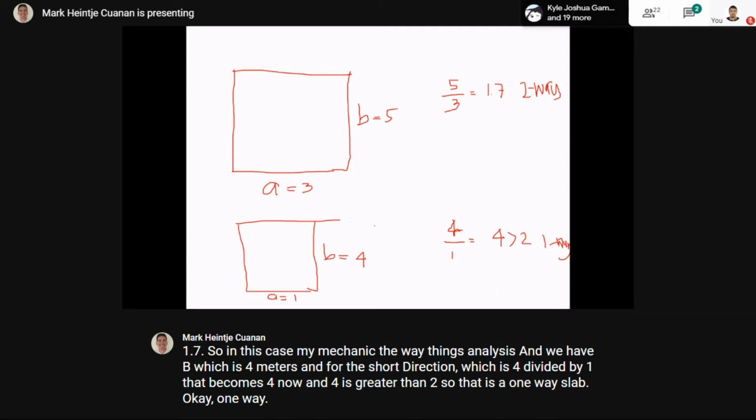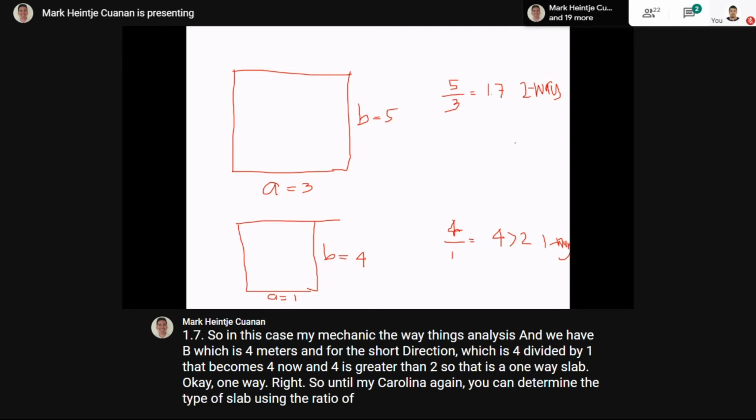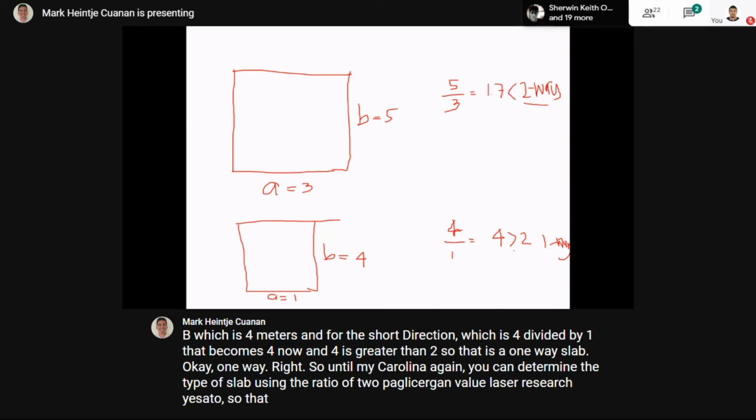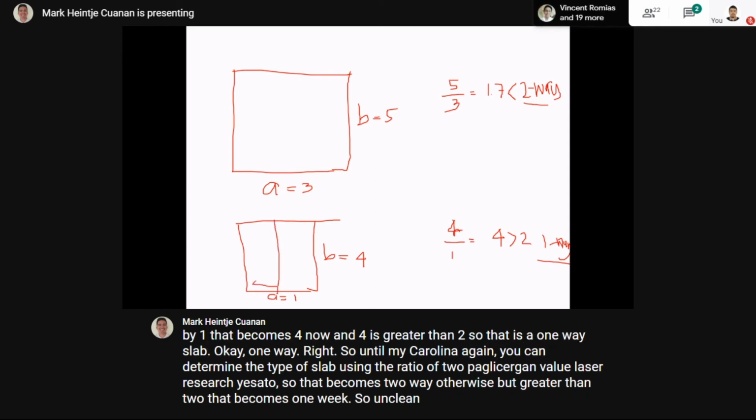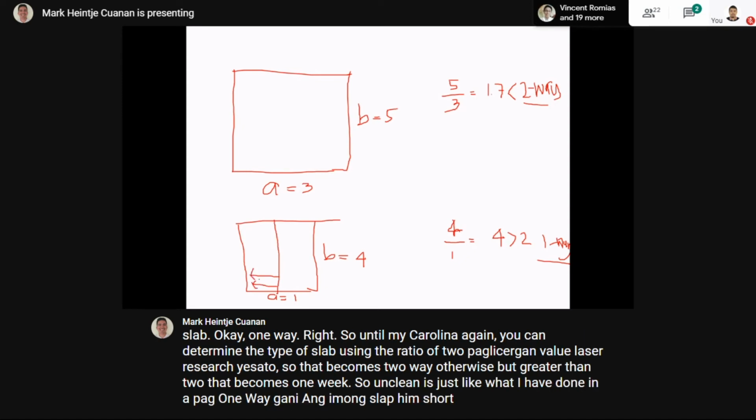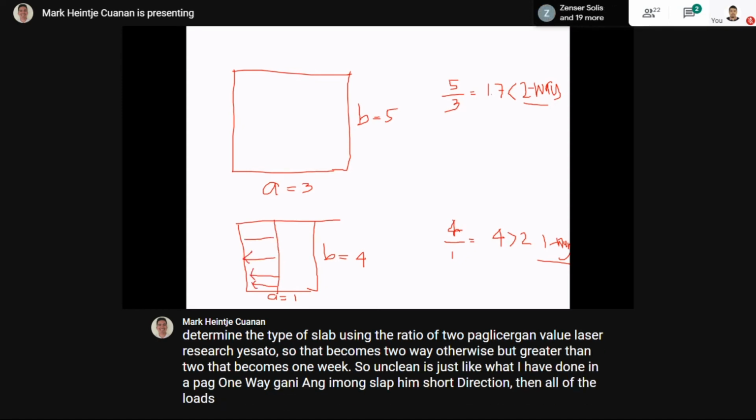Alright. So unsa may kalainan aning duha? Again, you can determine the type of slab using the ratio of 2. Pag lesser ang imong value sa 2, so that becomes two-way. Otherwise, pag greater than 2, that becomes one-way. So ang kalainan is just like what I have drawn ganina. Pag one-way ang imong slab, imo lang tungaon ang short direction, then all of the loads will be carried by the longitudinal beam. Okay, so mao na ang iyang load distribution for one-way slab.